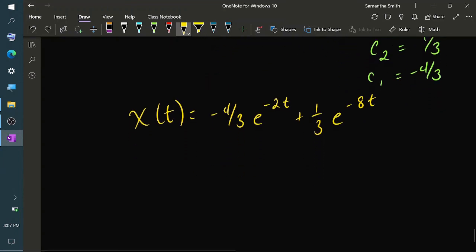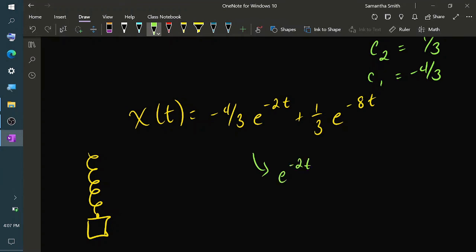Now, looking at this equation, let's just think about whether or not this makes sense. The object was hanging peacefully from the spring. Then the object was stretched downward by 1 meter, and it was released. Now, over the course of time, both e to the negative 2t and e to the negative 8t are approaching 0.